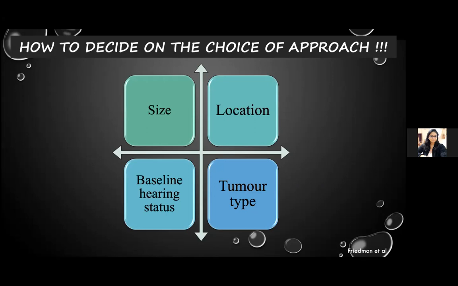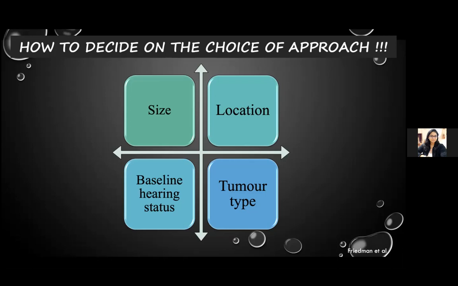Initially, the approaches can be classified into two. One is hearing preserving approaches, and the other is where we will not be preserving the hearing. If we have to preserve the hearing, then depending upon the size of the tumor, we can decide different approaches. If the size of the tumor is less than 1 centimeter, and it is extending only in the intracanalicular part of the internal acoustic meatus, then we can use a middle cranial fossa approach.